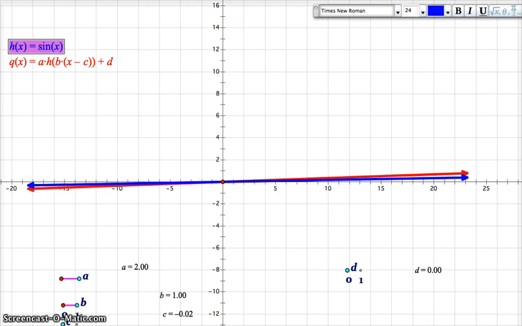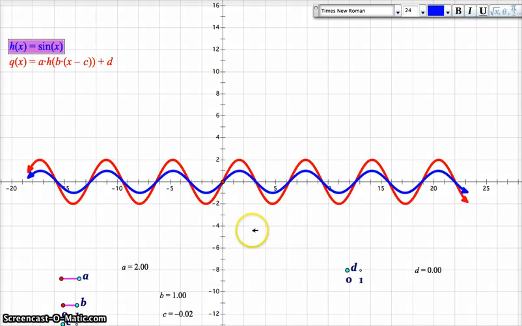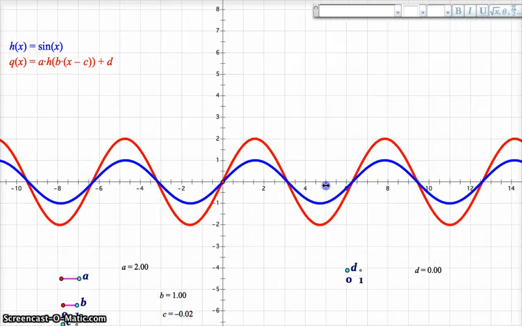And I need to go and edit my preferences really quickly so that I have my angle in radians. Otherwise, I'm not going to get a display that you can understand. Okay, so now our original function, again, the blue function. And let me spread this axis out a little bit so we can see the function better. Okay, here's our original function.